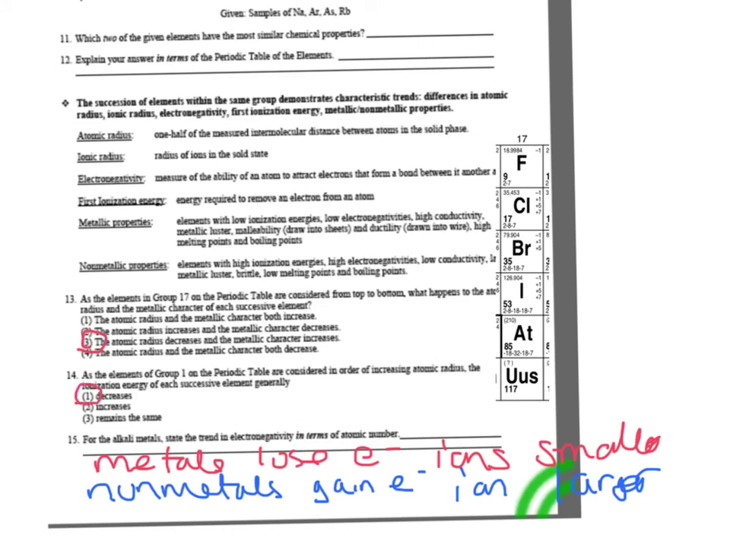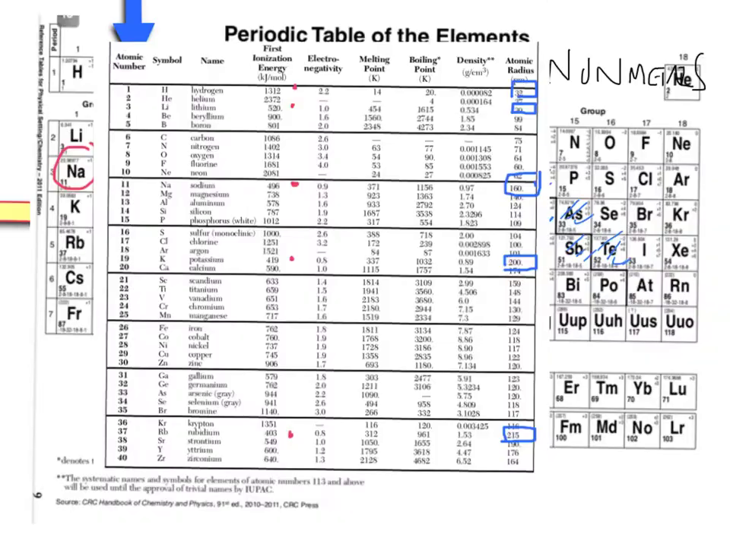The last question on the page asks, for alkali metals, state the trend in electronegativity in terms of atomic number. So alkali metals are group 1 elements. So if we look back at the previous image of the periodic table, we should get the same result. So again, we're looking here at group 1 metals, the alkali metals, but we're interested in the electronegativity.